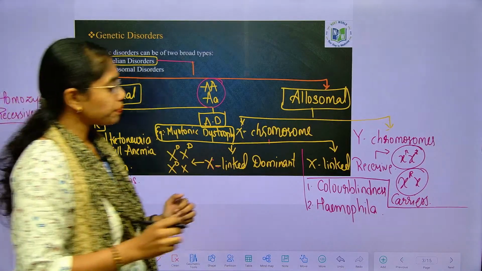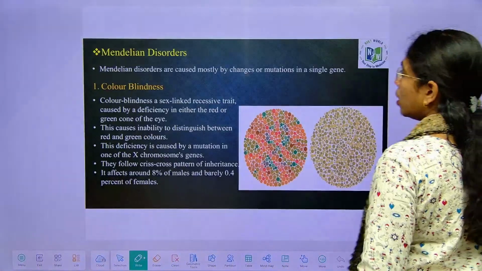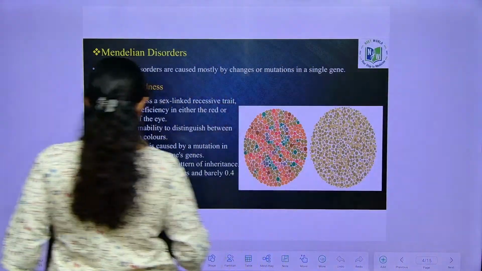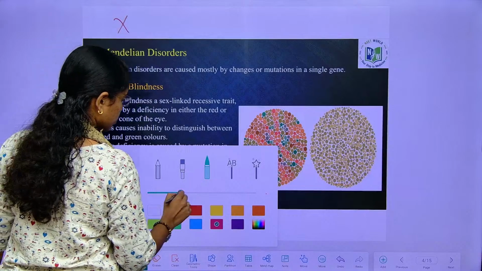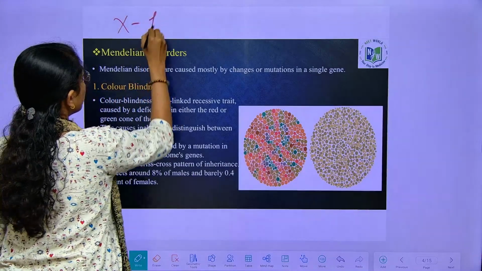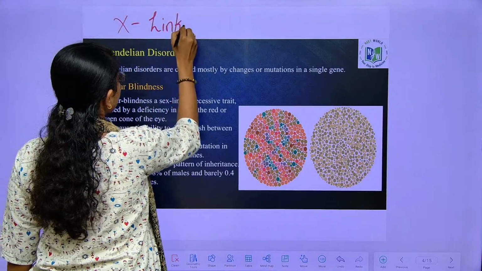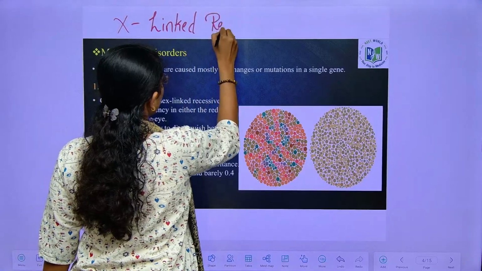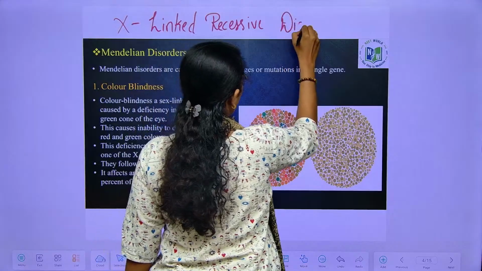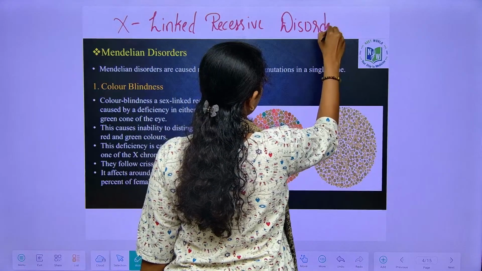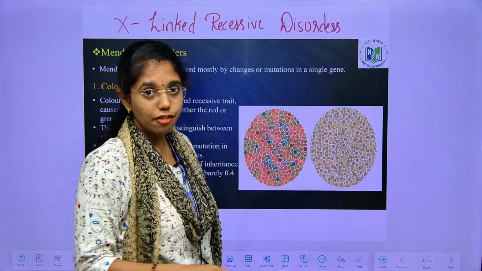And now, we will first start with X-linked recessive disorders. How do they express in males and females?